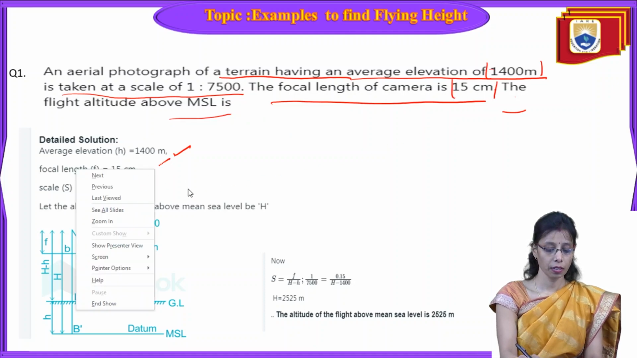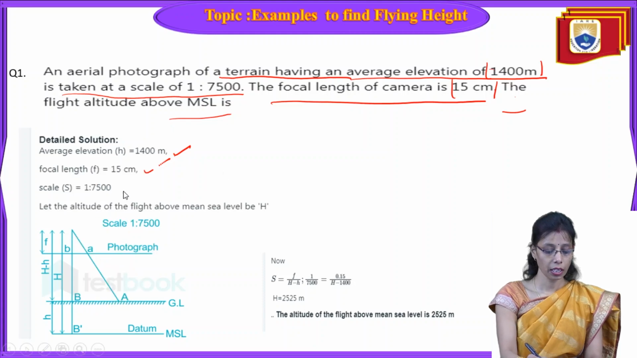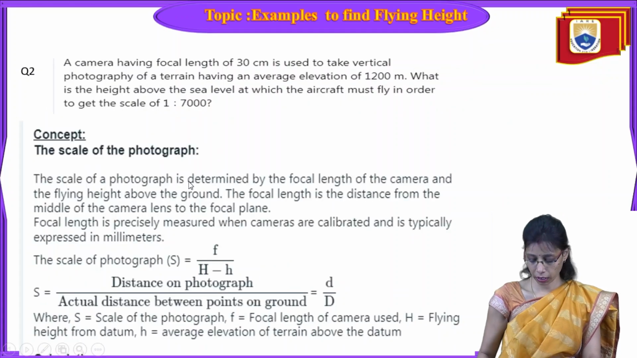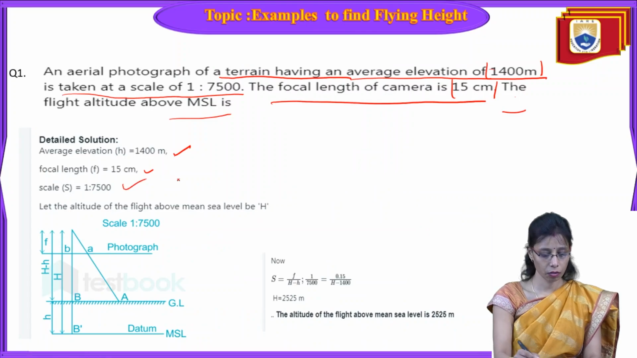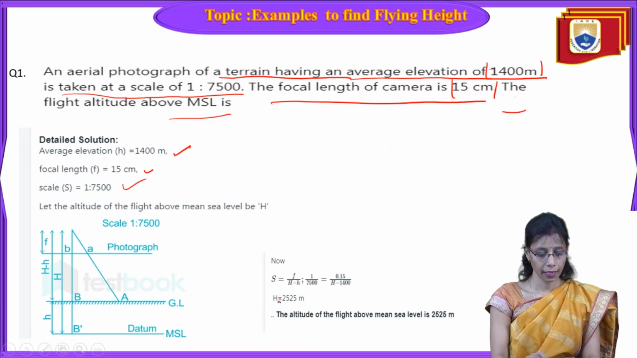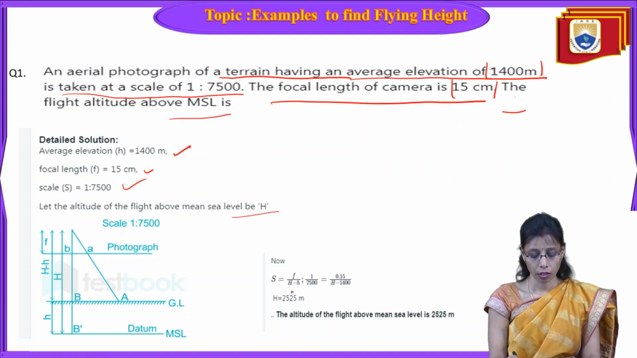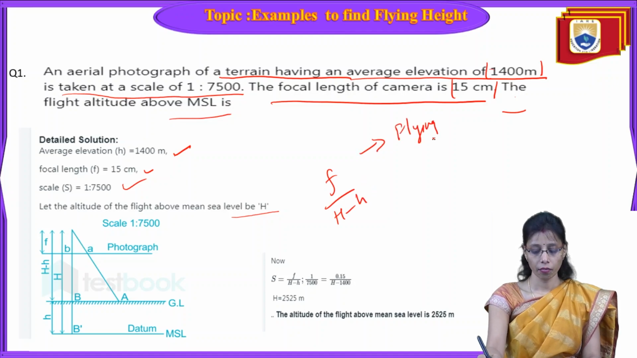Now you have 15 centimeters, you have 1400 meters, and you have a scale of 1:75,000. Now let the altitude of the flying height above mean sea level be H. Now S is equal to f by H minus h. So what is H here? H is what you have to find out, that is the flying height.